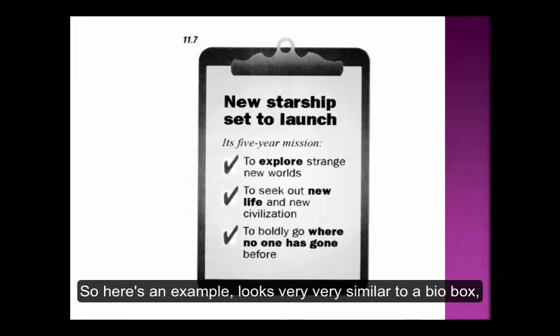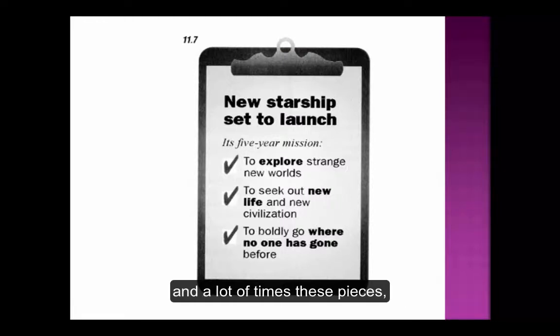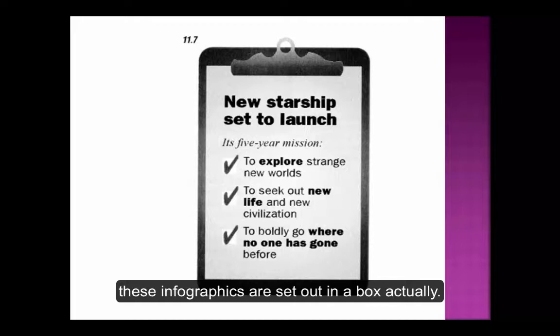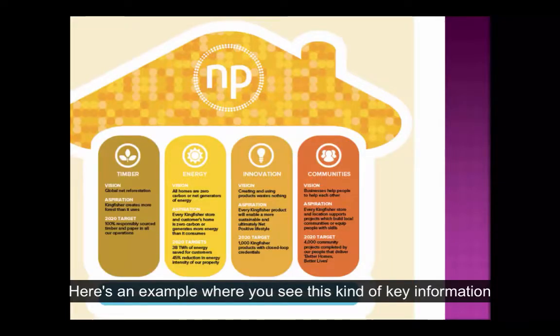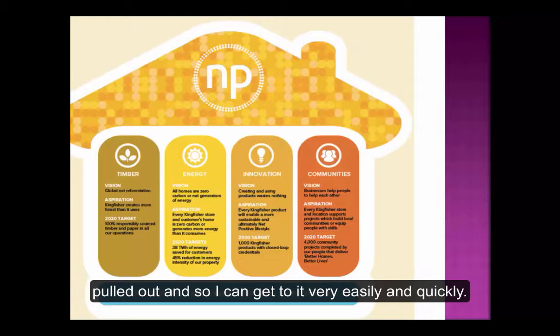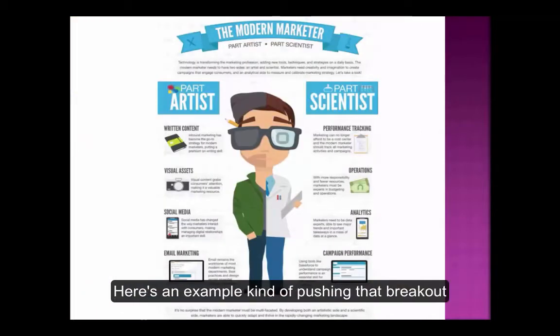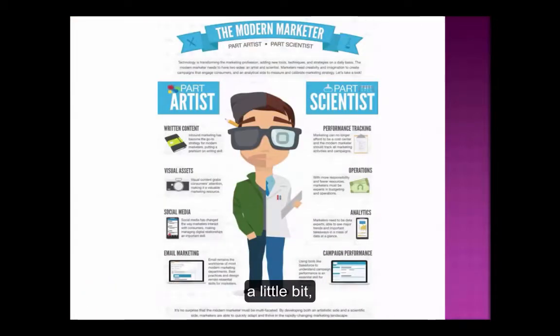So here's an example. It looks very similar to a bio box, and a lot of times these infographics are set out in a box. Actually, they're located in some sort of a container within your layout. Here's an example where you see this key information pulled out, and so I can get to it very easily and quickly.